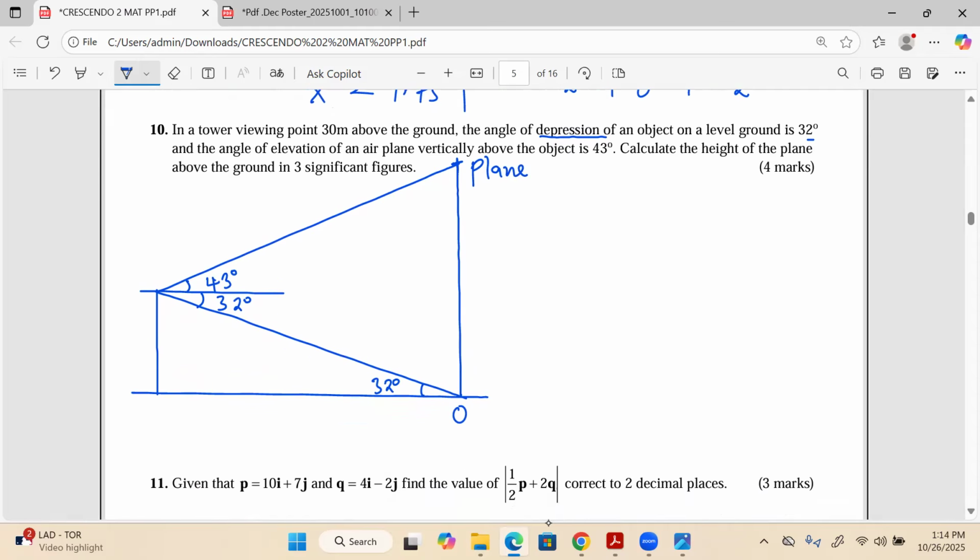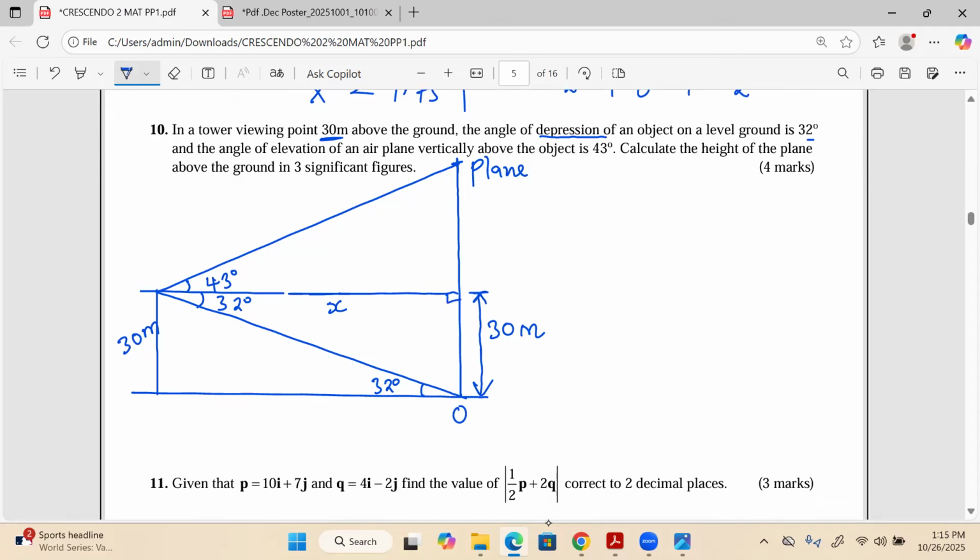What we should know is that this is 30 meters according to the instructions here. That is 30 meters. So with this knowledge now, we should be able to also know that the 30 meters there should be implied at this point, which is part of the height between the object and the plane. It's part of the height there. Then now we should be able to first compute this particular distance. Let me call it x.